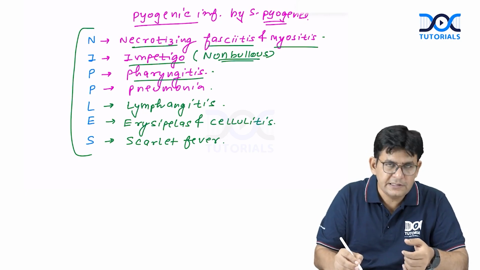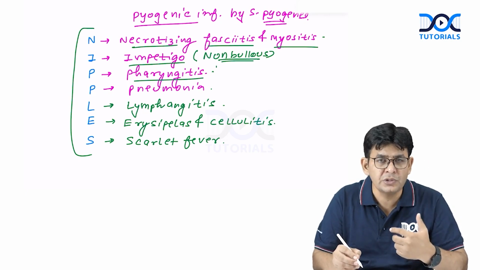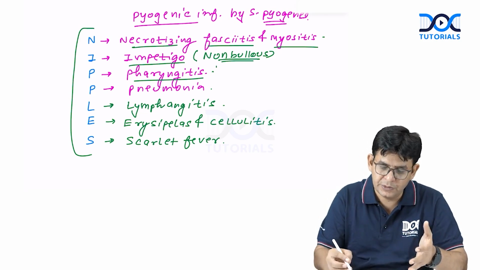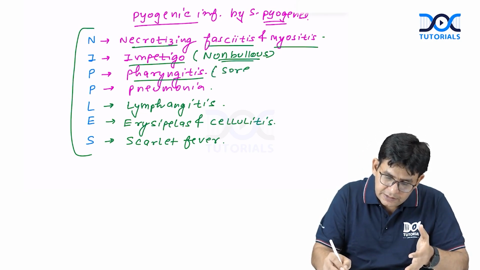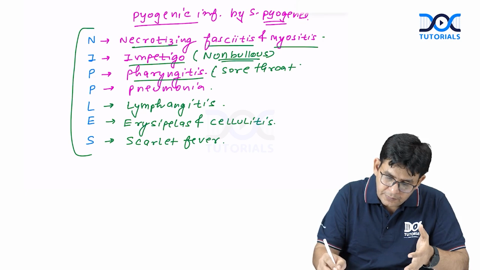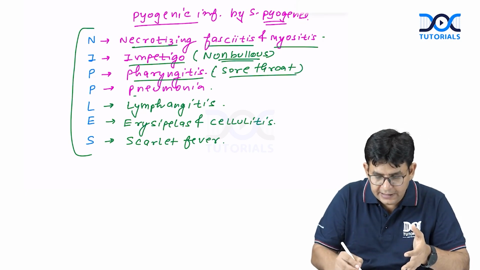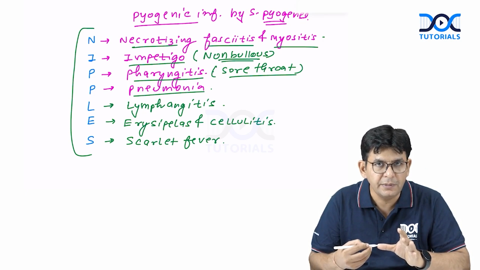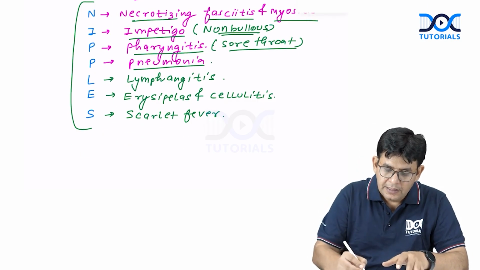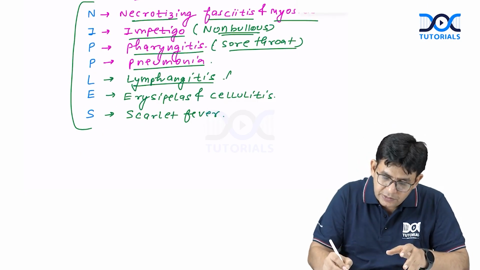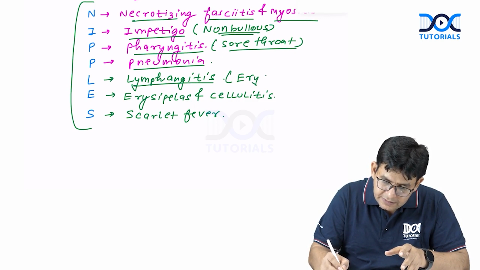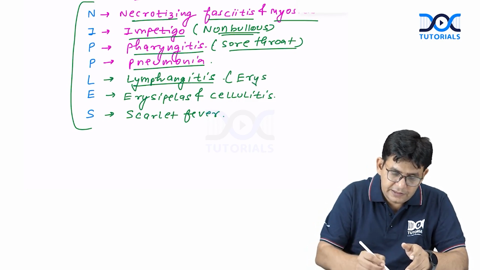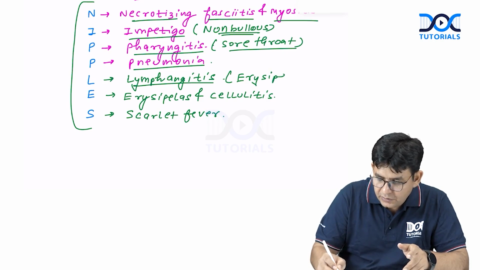Then you have pharyngitis, acute pharyngitis. One of the most common bacterial causes of sore throat is Streptococcus pyogenes. So it associates with what, guys? Sore throat. Streptococcus pyogenes can definitely associate with pneumonia also. Then lymphangitis. This lymphangitis is termed as what? Erysipelas stuff.